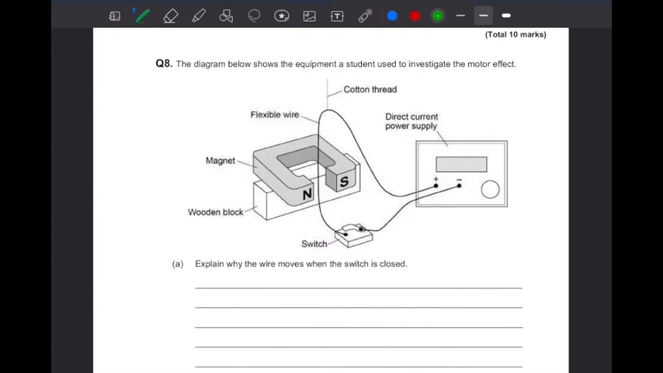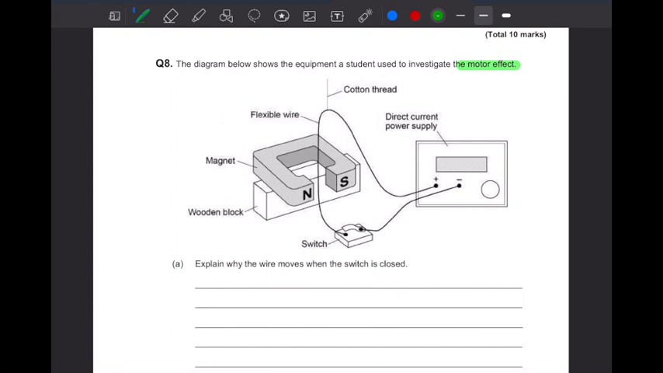Question 8, everybody's favourite, the motor effect. Okay, the motor effect. It's the one that I know that when I teach it, students always find the most difficult. My advice to you now is, if you don't yet understand the motor effect or be able to explain it well and you're not confident with it, you've just got to learn it by rote at this point before the exam, because it's always asked in a similar way.